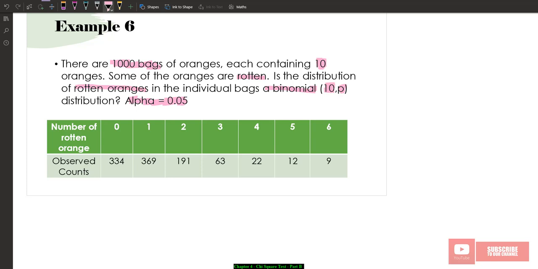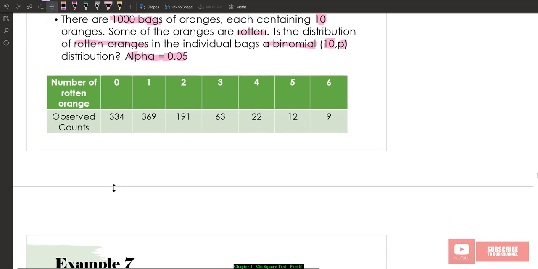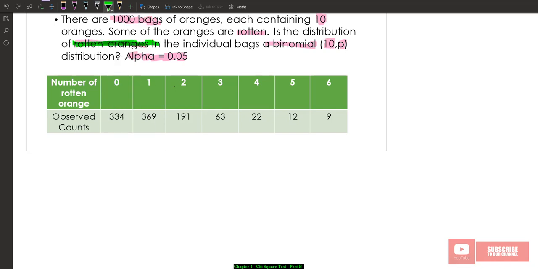So this is the frequency table. We have the number of rotten oranges per 10 bags, for 1000 bags. So 0 rotten is 334, 1 is 369, until 6 rotten oranges. Now we wish to test whether the distribution of rotten oranges in individual bags is a binomial distribution with n equal to 10 and p equal to p, right? So we will calculate p individually.